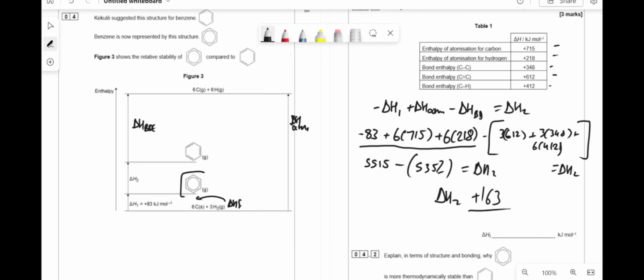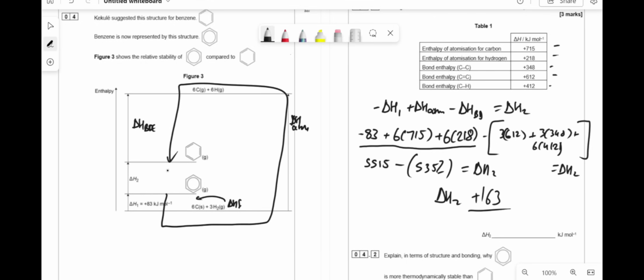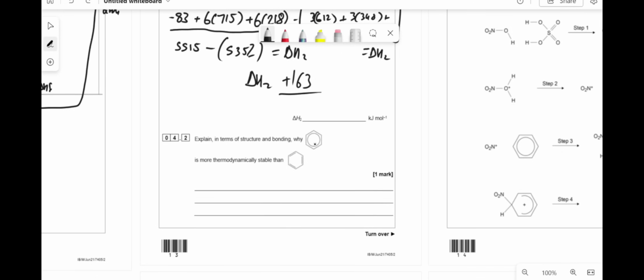Because you're starting with benzene and you're going to the calculated structure, what if I did it this way, where I started at benzene, went all the way around this way, and got to the calculated structure? It's the same thing as this because you're starting and ending at the same point. It says explain in terms of structural bonding why the real benzene structure is more thermodynamically stable than the calculated one. It is because the electrons are delocalized.